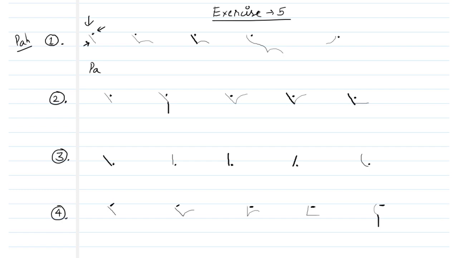Next we have this p, then a, then we have this m. If we add p, a and m together, we get the word palm. So we simply write palm like this. Next we have first b, then a, then we have m. So b, a, m is balm. So we simply write balm.